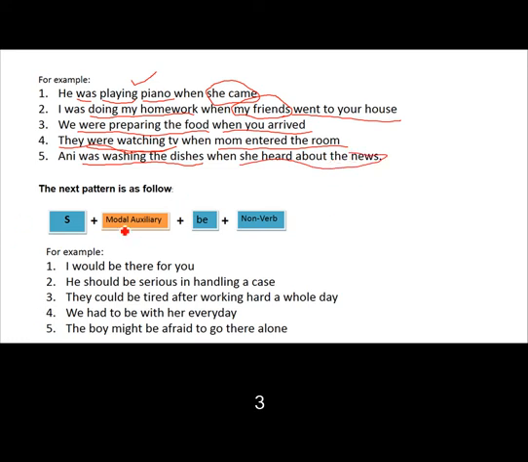The next pattern is as follows. Subject plus modal auxiliary. Modal auxiliary, we know, when we are in the present, is shall, will, can, must, and may.